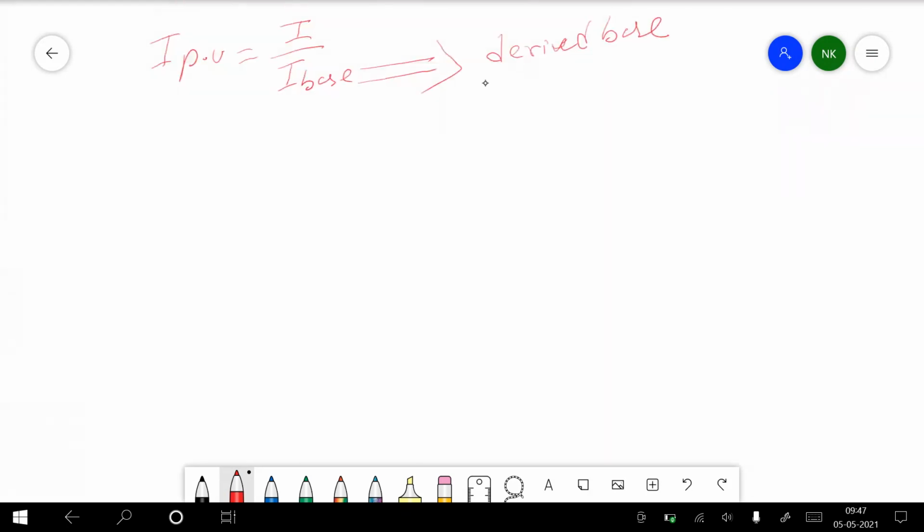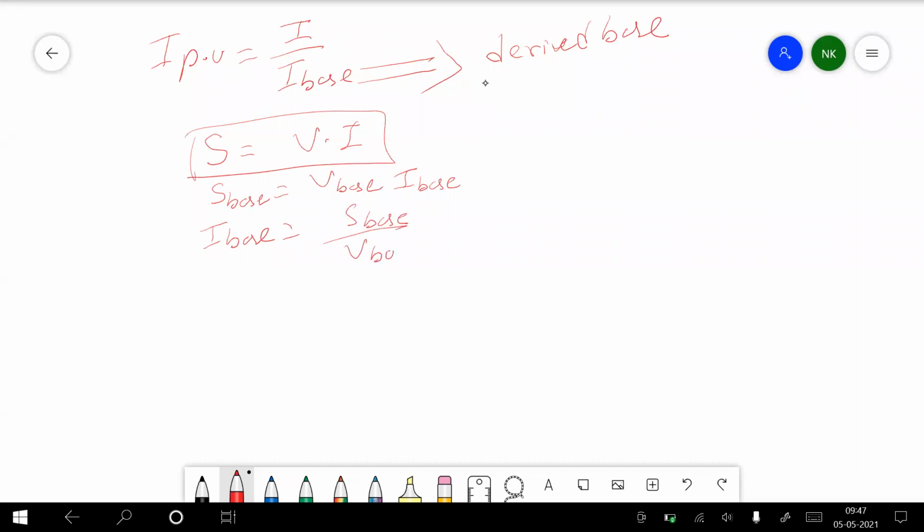So we know S equals V into I. We'll see how it is derived. S equals V into I can also be written as S base equals V base into I base, right? From here we can take I base equals S base by V base. So our motive is to have all the components in the form of S and V.